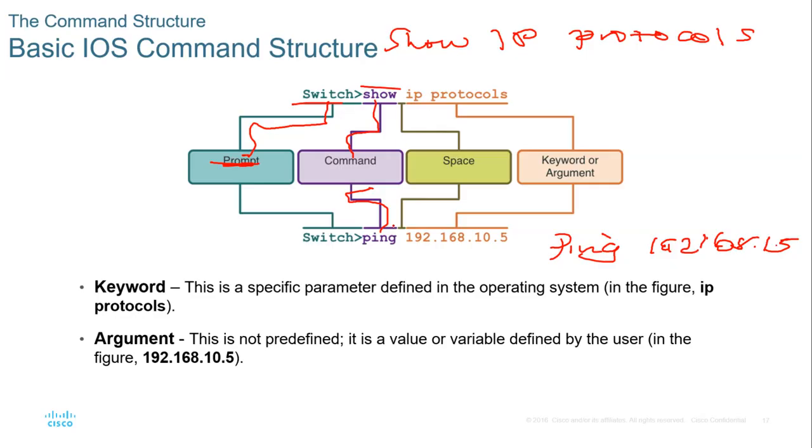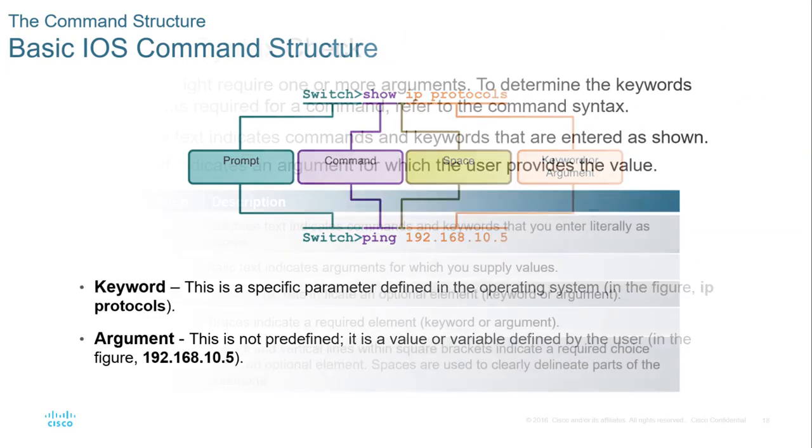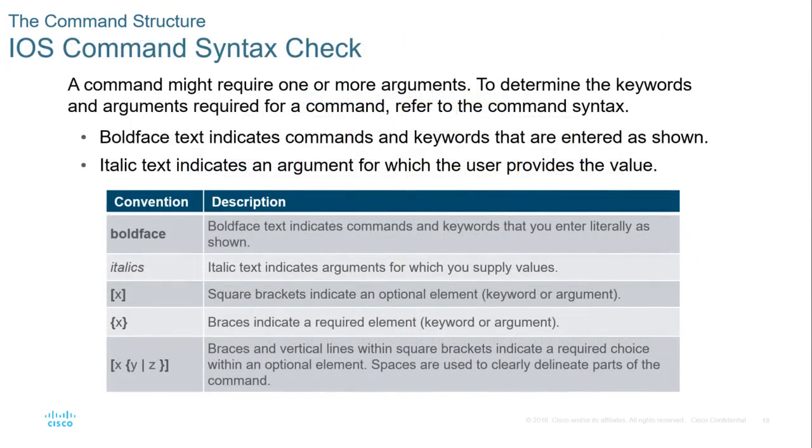Then there is a space, as you can see. And after that, we have this IP configuration, it's the keyword, or you can call it an argument. Then we have an IP address here, it is also an argument or a keyword. So we have the command syntax check.